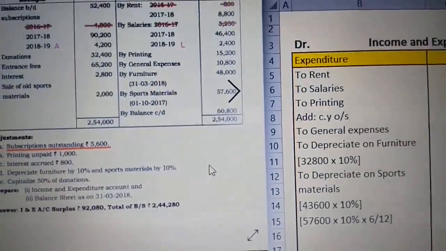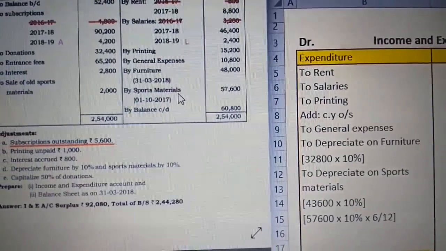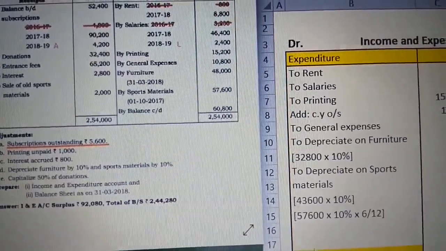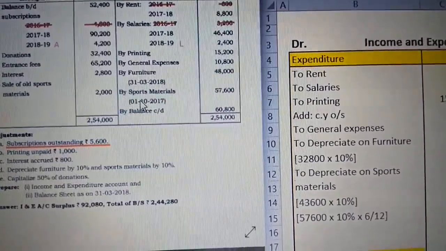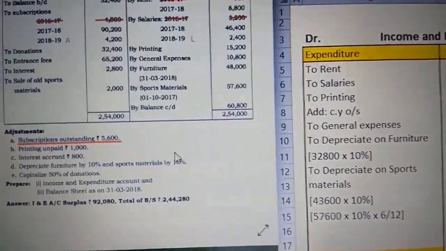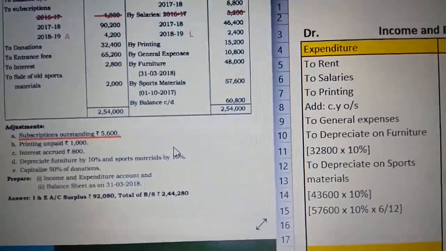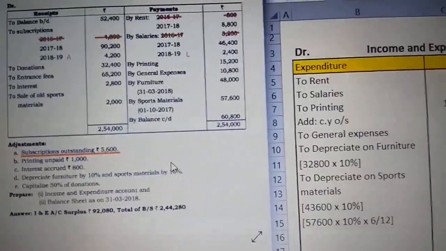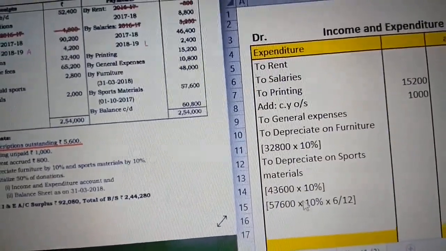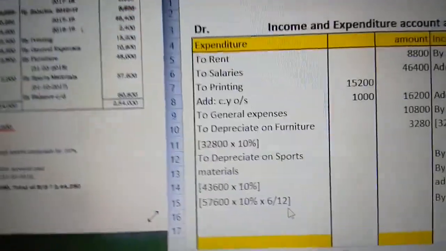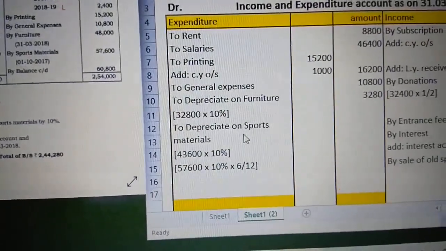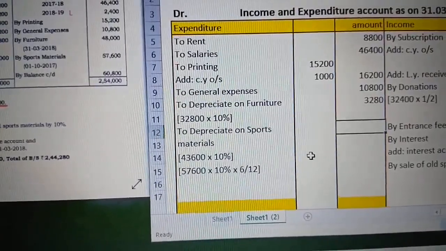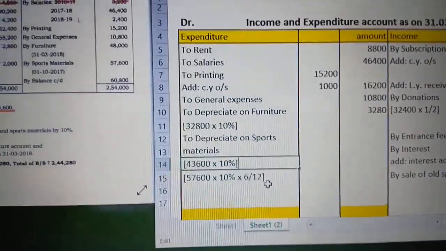Next, the second value, that is additionally purchased, 57,600. I've taken it, but here it is purchased on 1st October. From October up to 31st March, you have 6 months: October, November, December, January, February and March. So 6 months out of 12 months we are using this. So as we have used it, we are going to calculate depreciation for 6 months for this. So let me take up the value here.